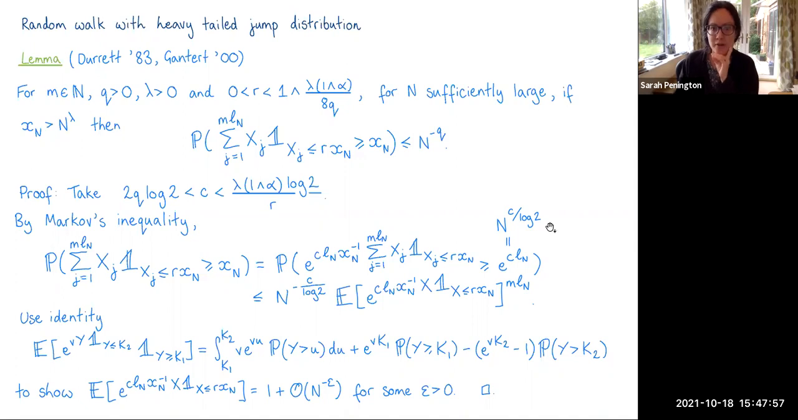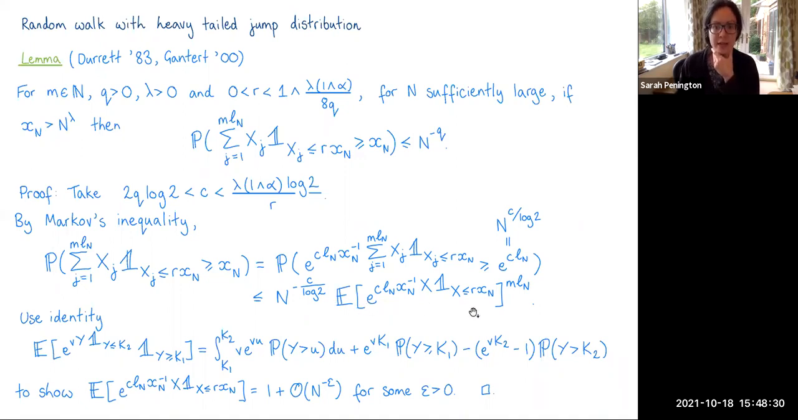Now we're going to use Markov's inequality to say that this is at most n to the minus c over log 2 times the expectation of this thing. Because all of the xj's are IID, we can write the expectation as the expectation of e to the c l_n xn inverse x times the indicator that x is at most r xn, to the power of m l_n, because we've got m l_n terms in our sum. So all we need to do now is estimate this expectation.